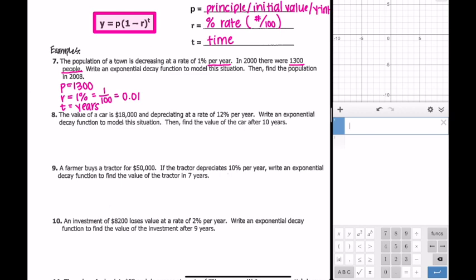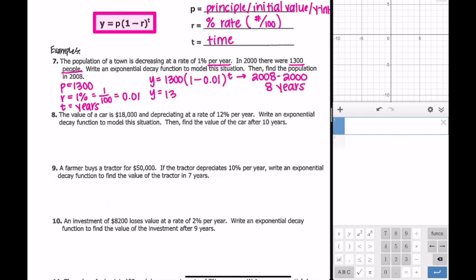All right, so first let's write our equation to represent the situation. Y equals the initial amount times 1 minus, because it's decay, 0.01 raised to the power t. Now we're looking for how many people there were in 2008. So if t represents years, that's going to be 2008 minus the year that we started with, the year 2000. So that's going to be 8 years.